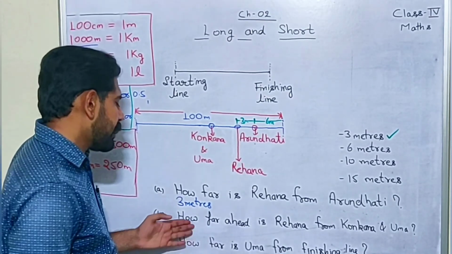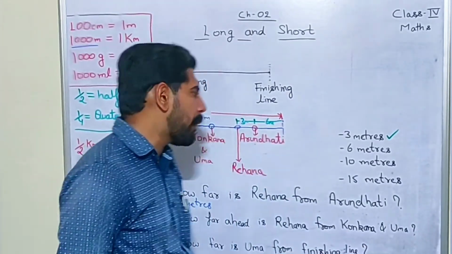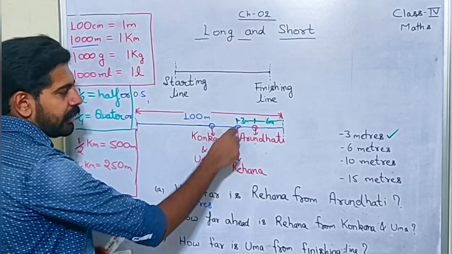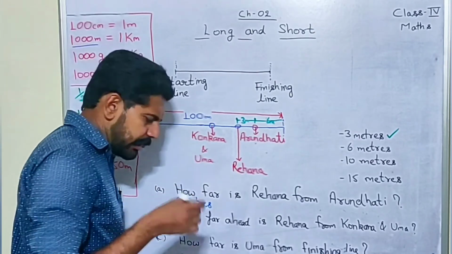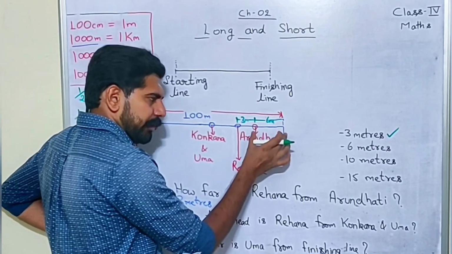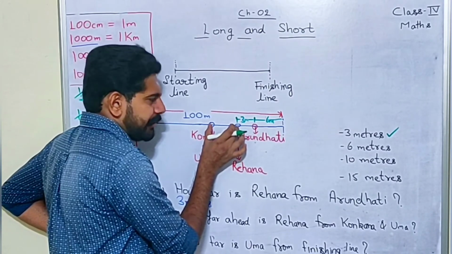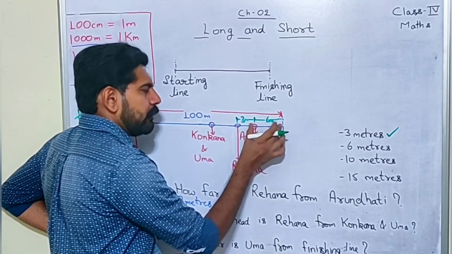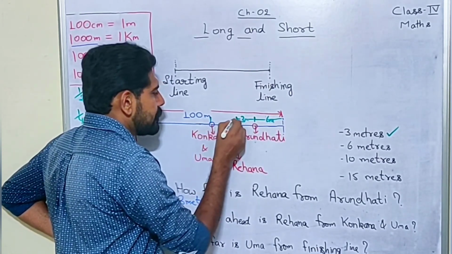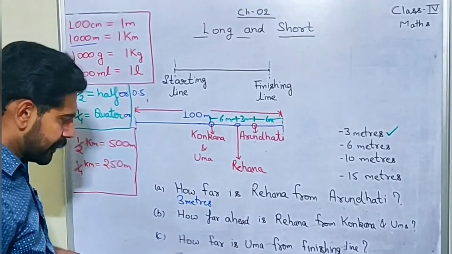Now, next question. How far ahead is Rehana from Konkanna and Uma? Where are Konkanna and Uma? Here. And where is Rehana? Here. If we see carefully, the distance between Arundhati and the finishing line is equivalent to this difference. So, what is the length here? 6 meters. What will be the length here? 6 meters. So the answer will be 6 meters.